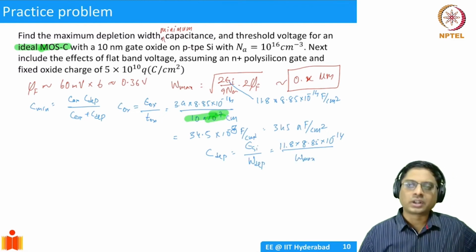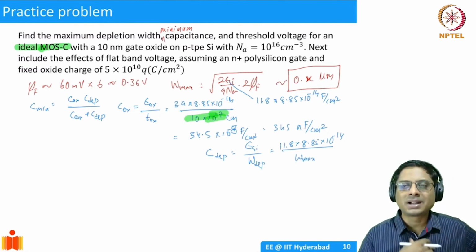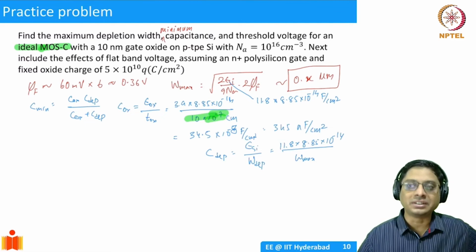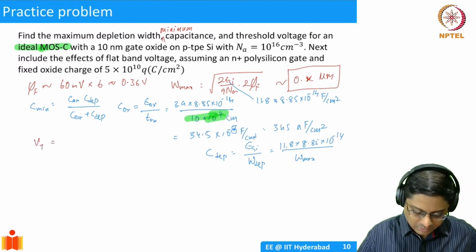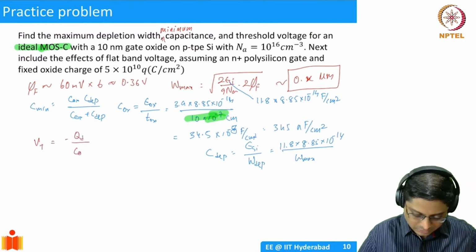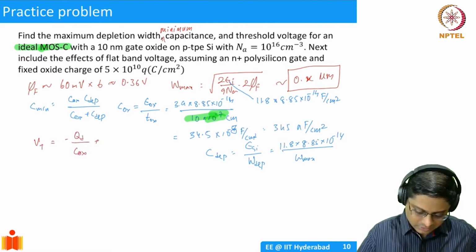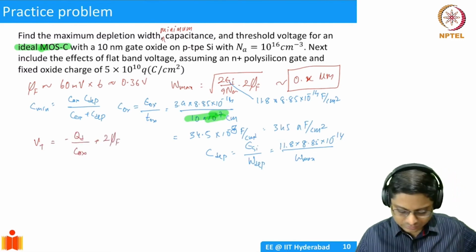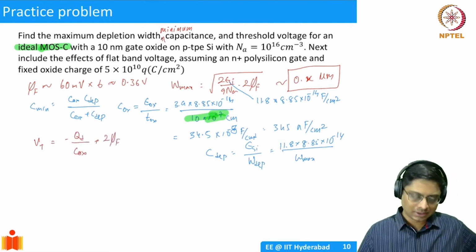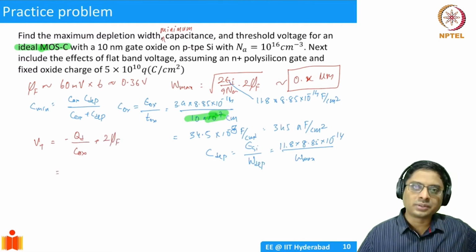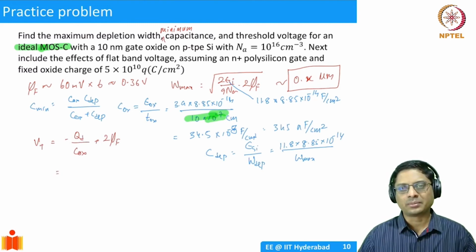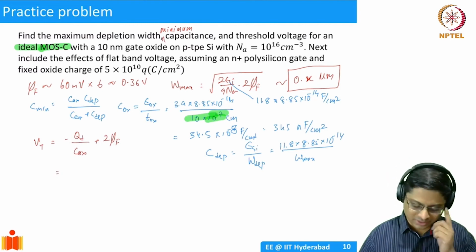Okay, good. So the other parameter that they want us to calculate is what is VT. What is VT for an ideal MOS device? VT is equal to minus QD by Cox plus 2 phi F. What is QD? QD is going to be Na minus, right? The depletion charge is Na, negative charge, so minus will cancel out.